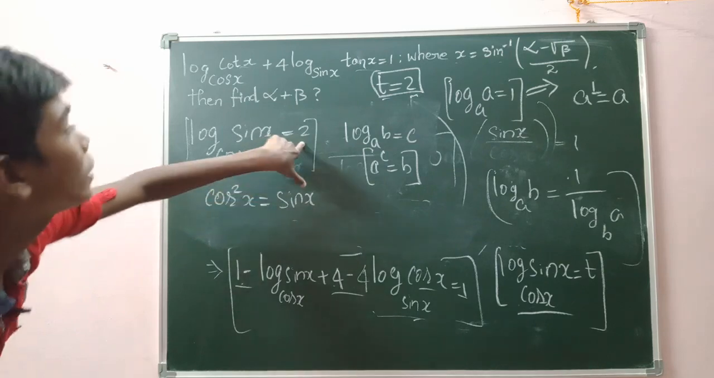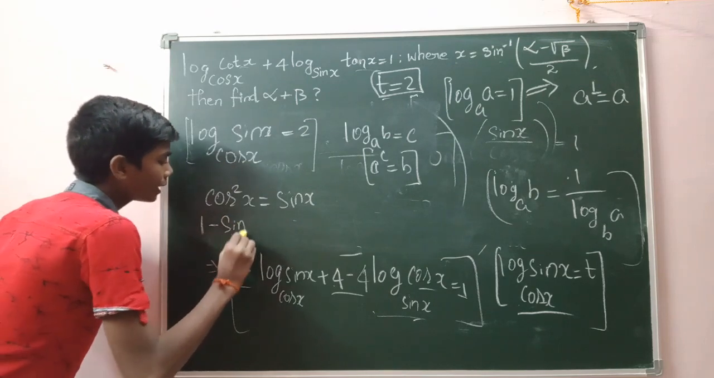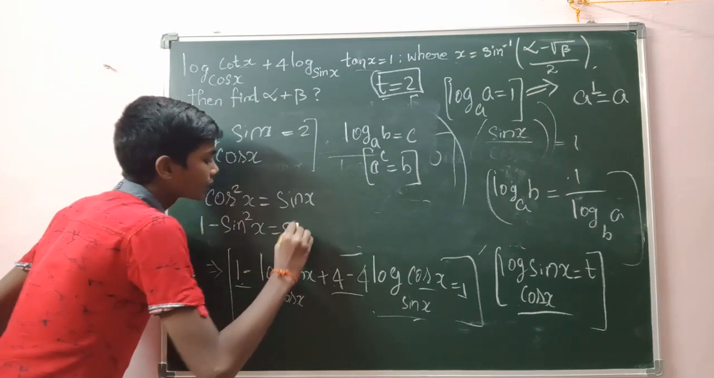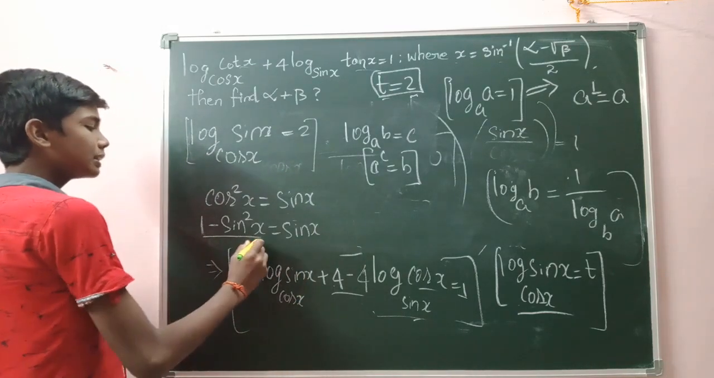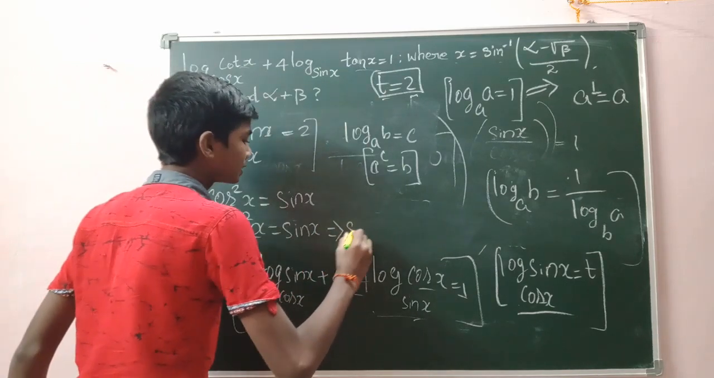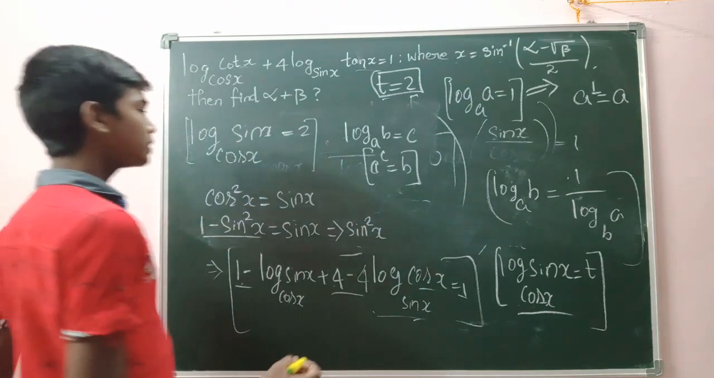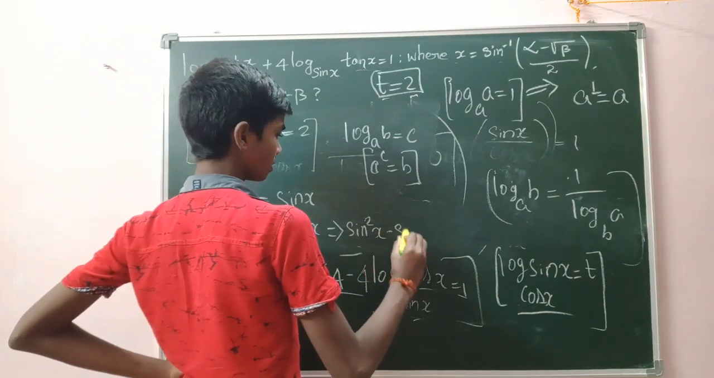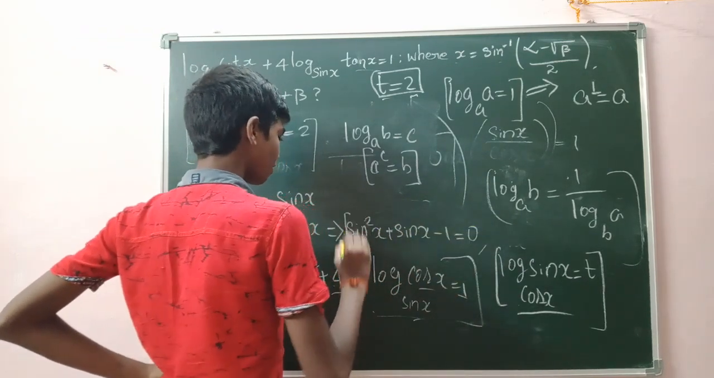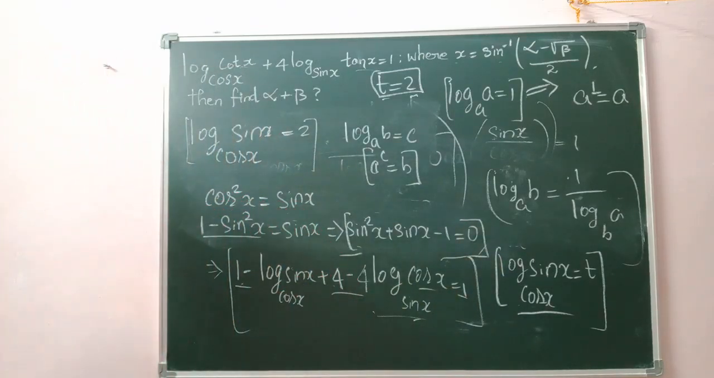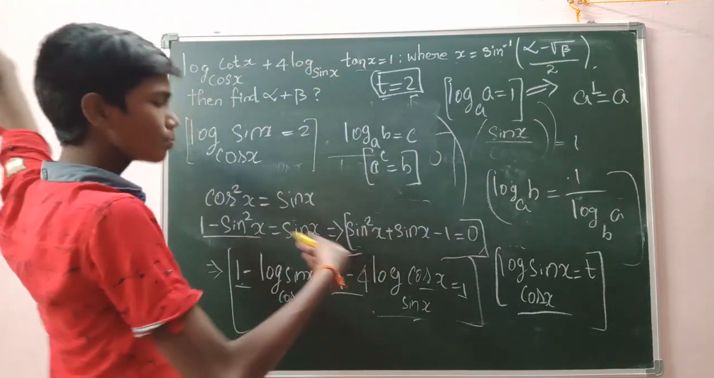So cos x to the power 2 will be equal to sin x, and this cos square x I can write as 1 minus sin square x, by the Pythagorean identity, and that will be equal to sin x. Correct now? So take all this 1 minus sin square x to the RHS. Therefore, we get sin square x plus sin x minus 1 is equal to 0. This is the final form that you will arrive at. So 1 minus sin square x is equal to sin x, therefore take 1 minus sin square x to the RHS, and this is what you arrive at.